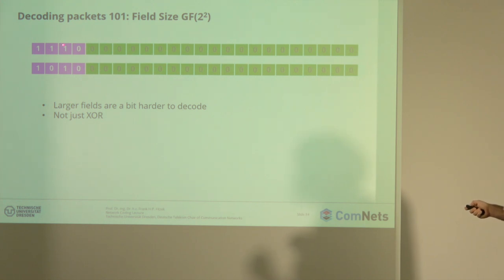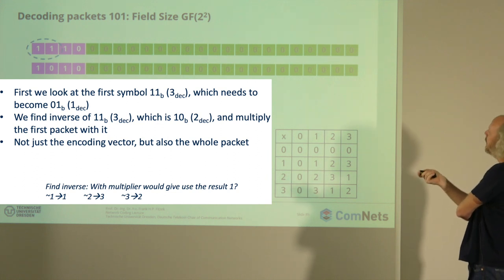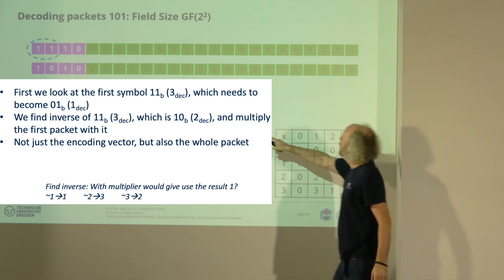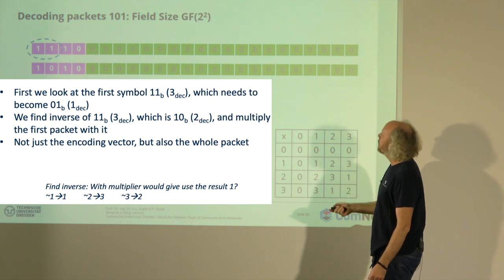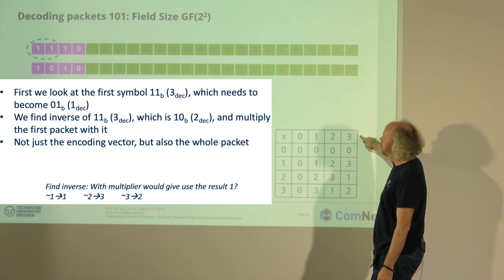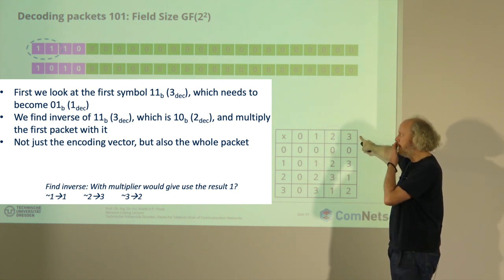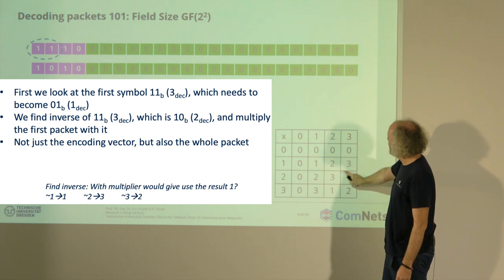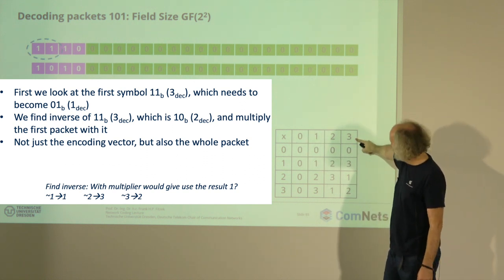Binary 01000001. That is our goal. So we look into this, right? First, we look at the symbol 11 in binary, which is 3 in decimal, right? Which needs to become 01 bitwise, which is 1 decimal. So this is the 3, and it should be a 1, right? By the way, if you have this multiplication, now the symbol is here, right? The inverse of 3 is what?